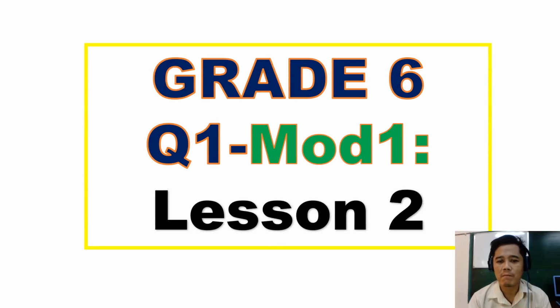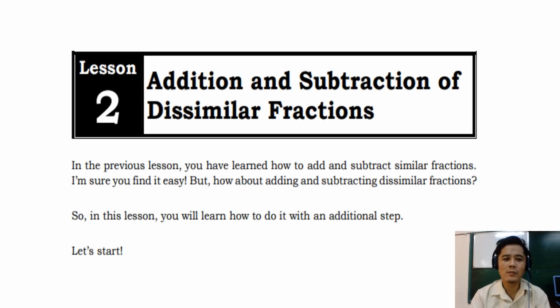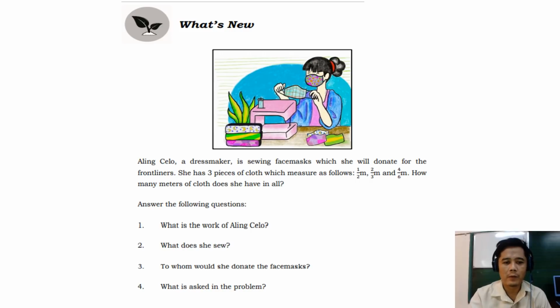So today we are now in quarter 1, module 1, lesson 2. Lesson 2 is about addition and subtraction of dissimilar fractions. In the previous lesson, you have learned how to add and subtract similar fractions. I'm sure you find it easy. But how about adding and subtracting dissimilar fractions? So in this lesson, you will learn how to do it with an additional step. So let's start. Now, let's study the problem in your module.